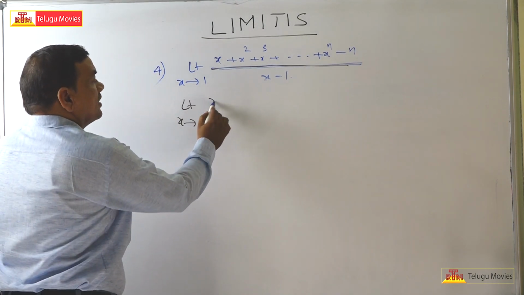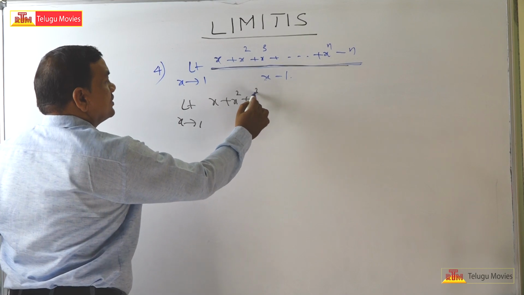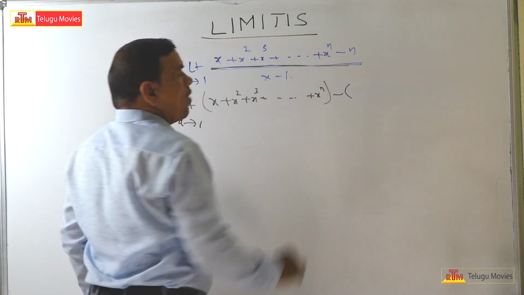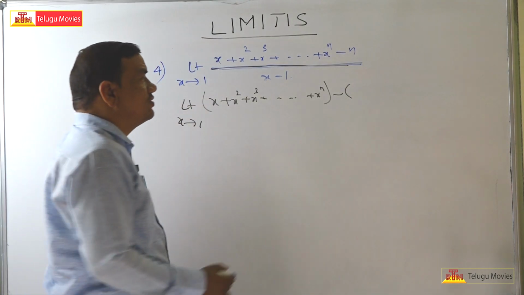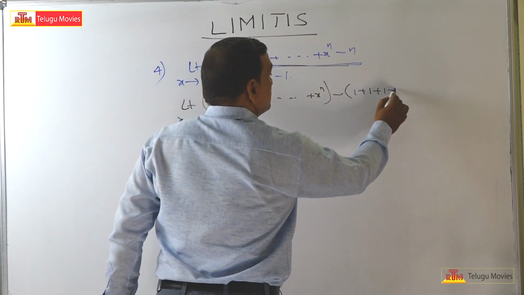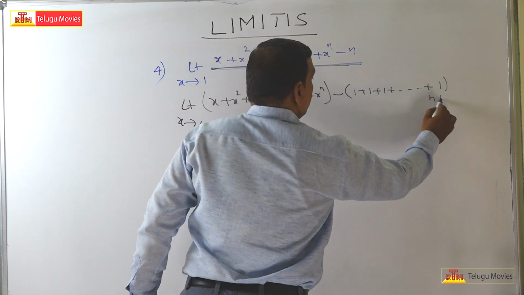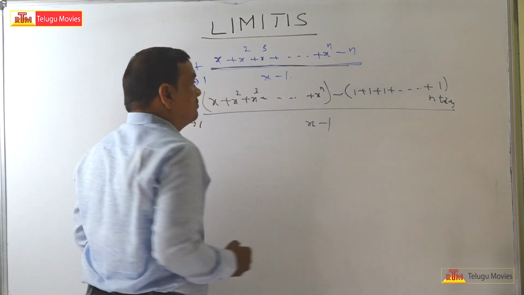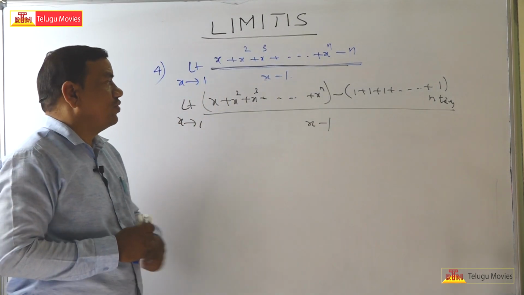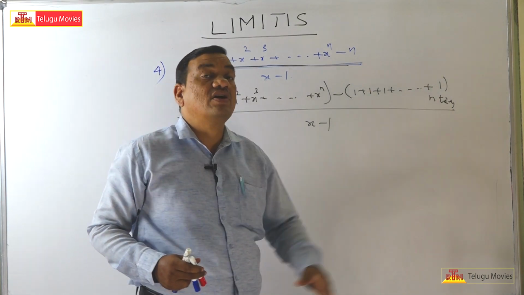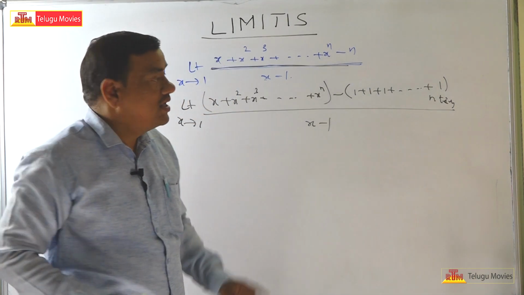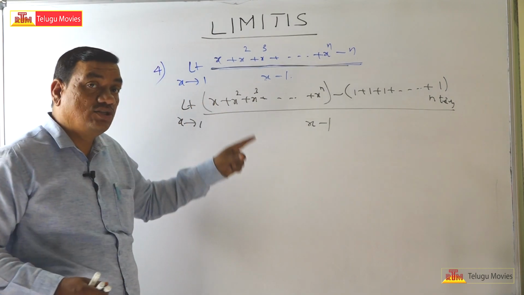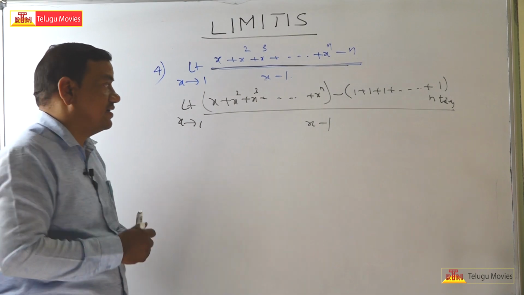Limit x tends to 1, (x plus x square plus x cube plus so on, x power n) minus n, whole divided by x minus 1. Here n means what? Can I write it as the sum of ones, 1 plus 1 plus so on, n times? Now, what am I going to do? How many ones are there? n ones are there. That is why each one we distribute to x square, x cube, each one you separate.